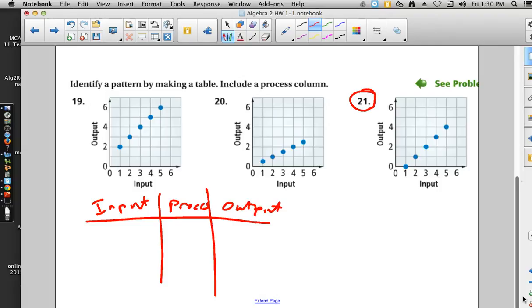But this is a little different, and that's because it's like a set of coordinates. You know, the first point that we see here is at 1, 0. Well, the input is 1, but the output is 0. And then we have 2, 1, 3, 2, 4, 3, and 5, 4.